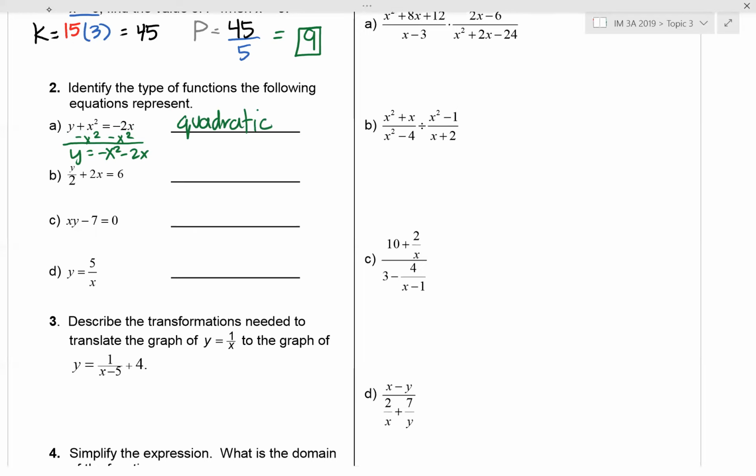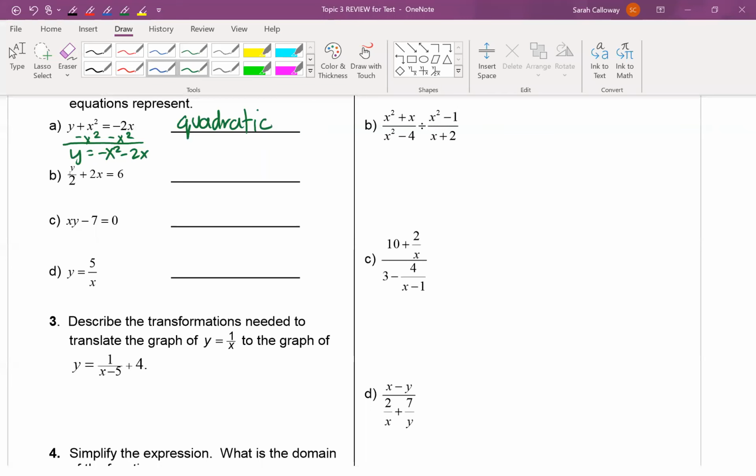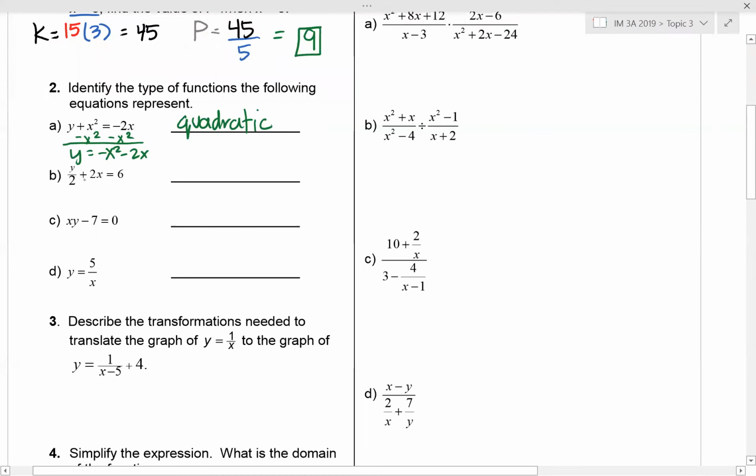Similarly, if I were to solve y over 2 plus 2x equals 6 for y, if I were to subtract 2x, I would have y over 2 equals negative 2x plus 6. I would have to then multiply everything by 2 to get y by itself, so that would give me y equals negative 4x plus 12, so that would be a linear function.